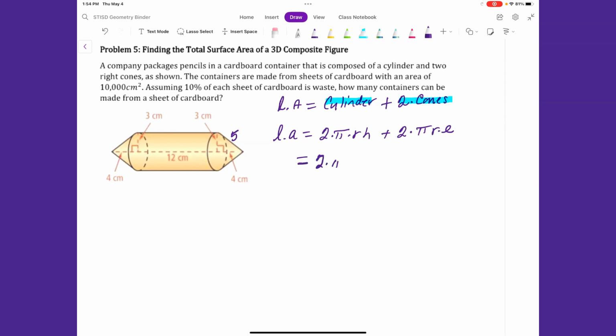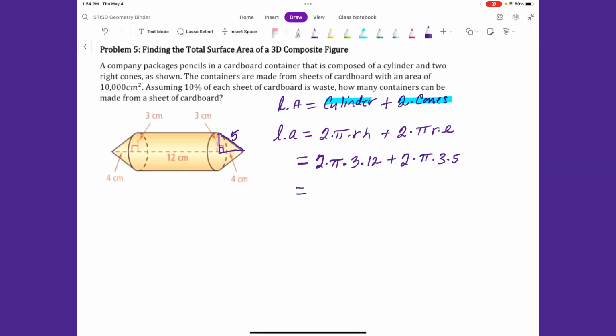So we have 2 times pi. The cylinder and the cone have a radius of 3, so it's times 3. The height of the cylinder is 12. So the radius is 3 centimeters and the height is 12 centimeters. That's going to be the lateral area of the cylinder. For the cones we have 2 times pi, since there are 2 cones, times the radius, which is 3. For the slant height, this is a 3, 4, 5 right triangle. So the slant height is 5.